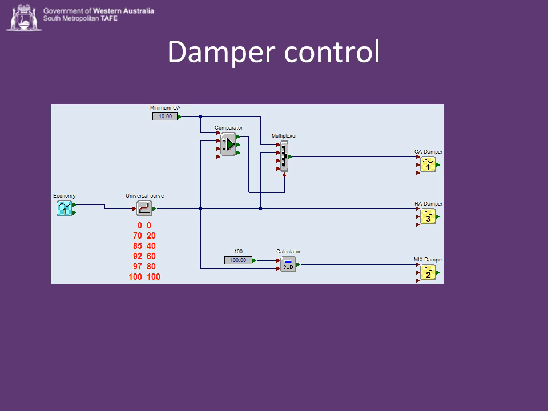This one is using economy cycle, and it's using a graph to convert the economy cycle into the correct damper positions. It's not that hard. It's also using a little minimum outside air to hold the outside air damper open 10% even if we're not using outside air. I'm not going to explain this to you. I think you can work your way around it. The thing is with function blocks, each box does a little job and the signals follow down the lines. There is a course on function block programming which you will find.